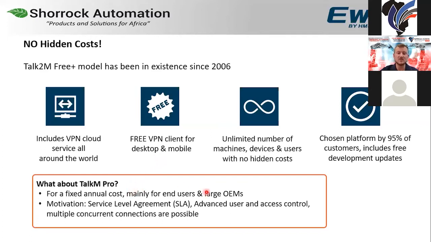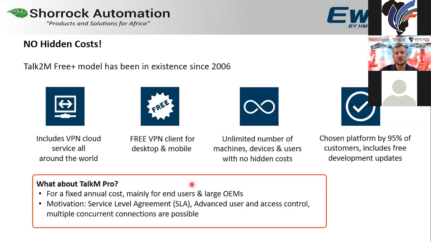It's mainly for end users and larger OEMs. So a typical example would be if you are a machine builder serving, let's say, 15 or 20 companies, and you would like to have one maintenance person sitting in an office doing constant support by means of an SLA, then you could have all of that on one Talk to M Pro account, instead of having multiple free plus accounts, which is obviously also an option. So it just provides a bit more advanced user and access control, and it also permits multiple concurrent connections.